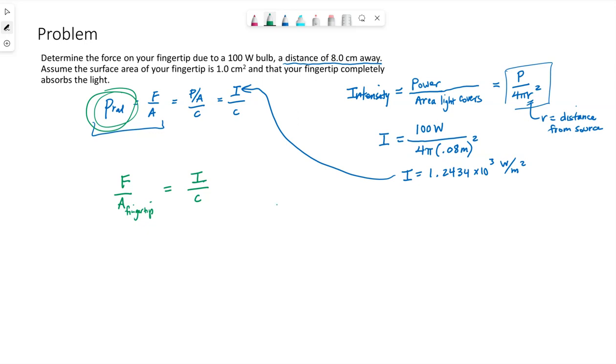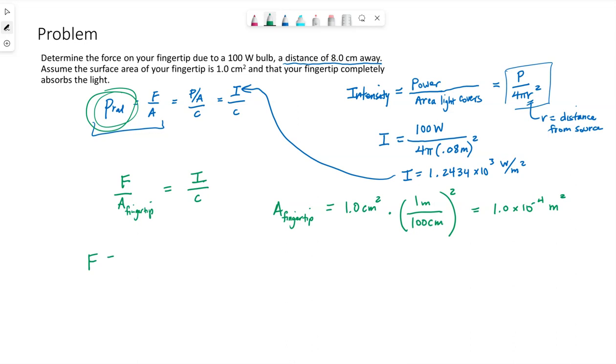Now they've given us the area of our fingertip, but they've done so in centimeters squared. As a reminder, we do know there's 100 centimeters in a meter, but when we're converting the centimeters squared, we have to square the whole conversion. So the area of our fingertip will be 1 times 10 to the negative 4 meters squared.